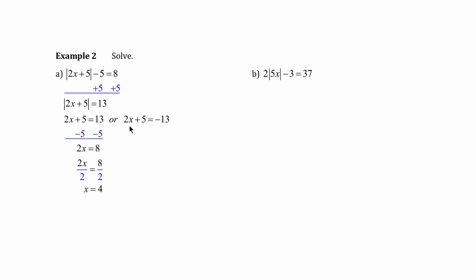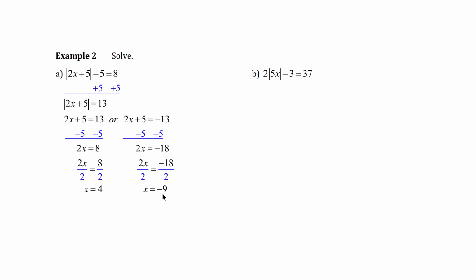Solving the second equation, 2x plus 5 equals negative 13, we first get rid of the plus 5 by subtracting 5 on both sides. Simplifying the left-hand side, we have plus 5 minus 5 cancels out. We bring down the 2x. And then on the right-hand side, minus 13 minus 5 gives us negative 18. So we have 2x equals negative 18. Next, we get rid of the 2 by dividing both sides by 2. So we have 2x divided by 2 equals negative 18 divided by 2. Next, we simplify the left-hand side. 2x divided by 2 is x. And on the right-hand side, negative 18 divided by 2 is negative 9. So the result is x equals negative 9.